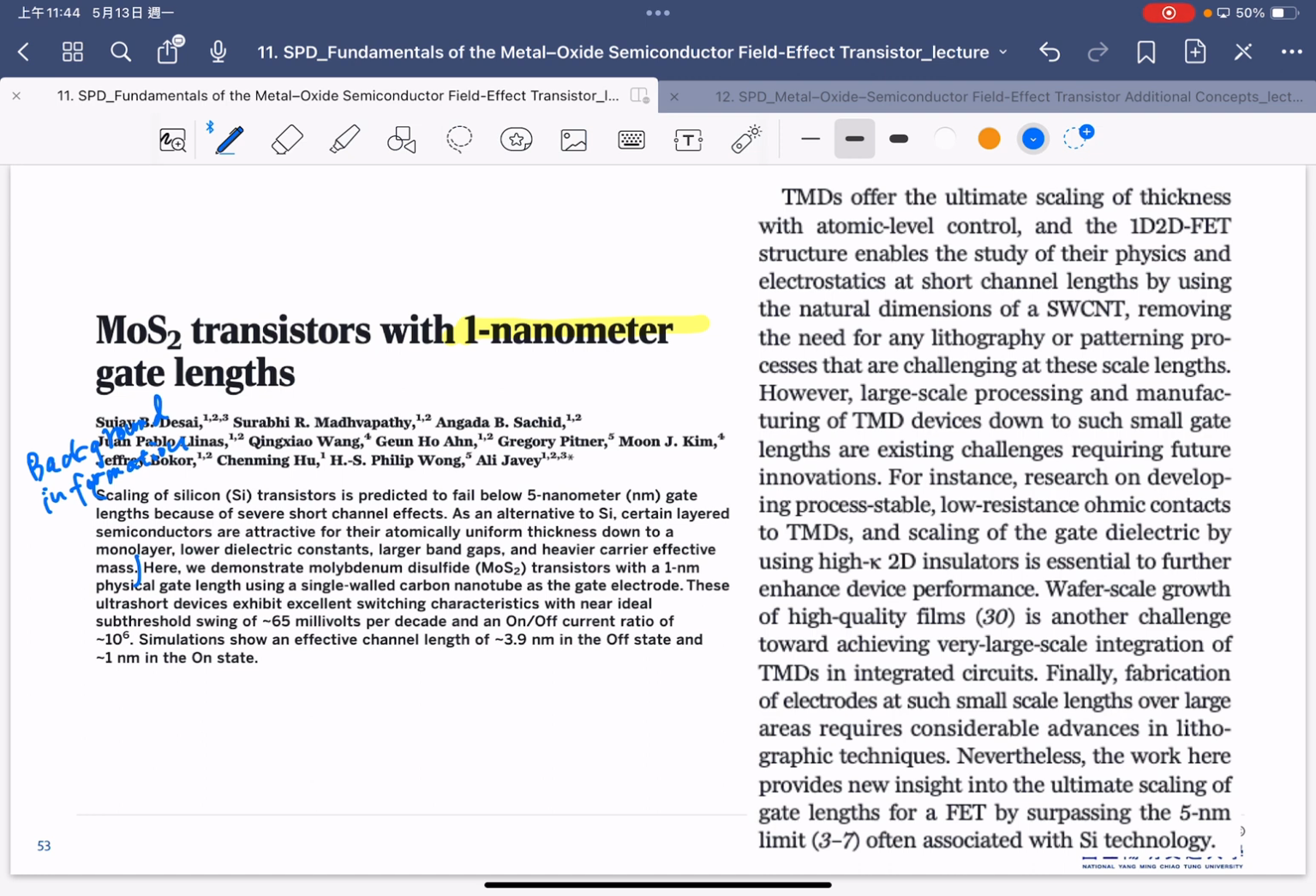And here, this is the key point. Here we demonstrate the MoS2 transistor with a 1 nanometer physical gate length using a single carbon nanotube as the gate electrode. That's the key information, the key objective of this paper. They want to demonstrate that the transistor can be functional even with a 1 nanometer physical gate length here. This ultra short device exhibits excellent switching characteristics with a near ideal subthreshold swing.